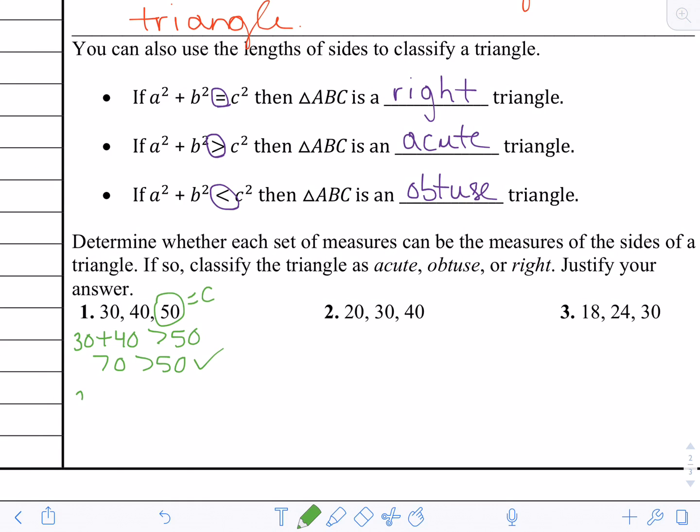So we have 30 squared plus 40 squared. Not quite sure what that's going to be, so I'm going to put my question mark right here, and we have 50 squared. Okay, well 30 squared plus 40 squared gives you 2500, and you can put that in the calculator. 50 squared gives you 2500. So we know those two are equal to each other. Since they're equal to each other, we know we have a right triangle.